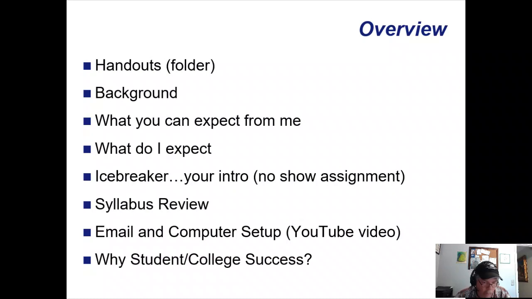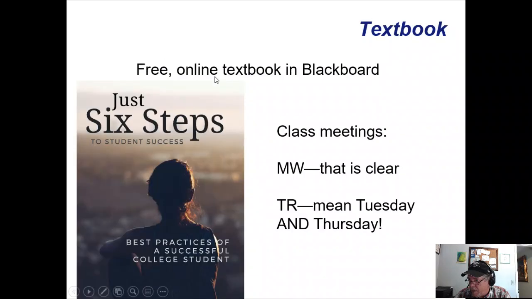And a little bit about why this thing of student success, college success. I've mentioned in the first video that success in college and success in life are tied together because the same skills apply. So here's the textbook, and that's one of the first questions I usually get: where's the textbook? Where do I get it? What does it cost? It's all online.